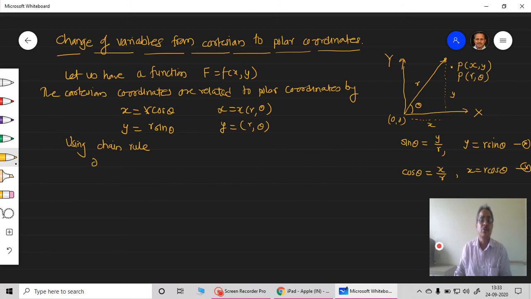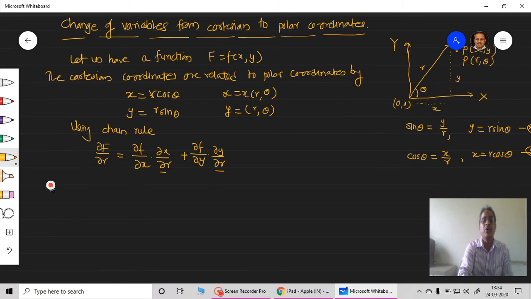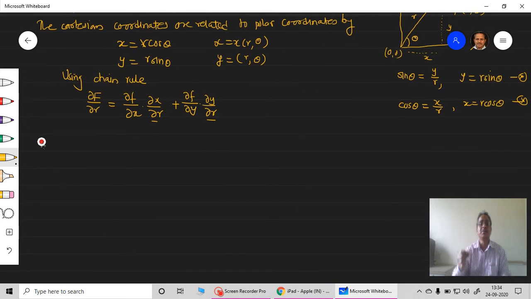Naturally, the first chain rule will be delta F upon delta r. If you remember, yesterday we have seen this. This is given by the partial derivative of F with respect to x into delta x upon delta r, plus the second term, delta F upon delta y into delta y upon delta r. But this delta x upon delta r and delta y upon delta r can be taken from the above equations, because we know the relations between x and r, theta as well as y and r, theta.